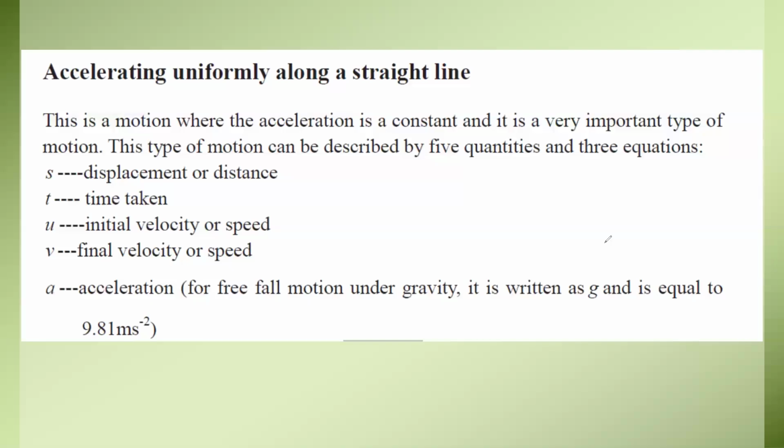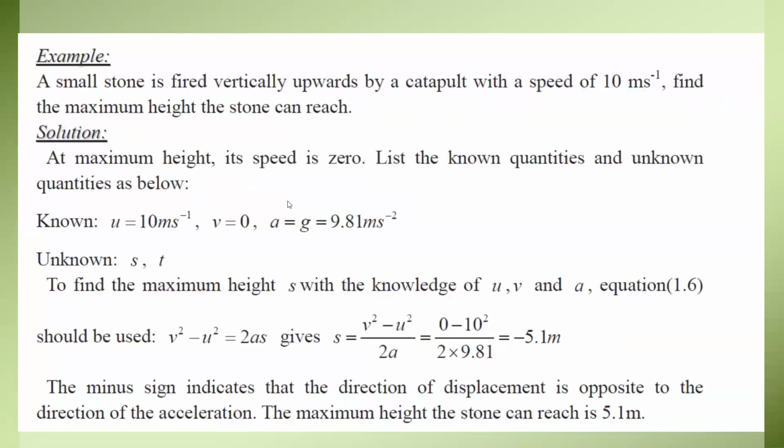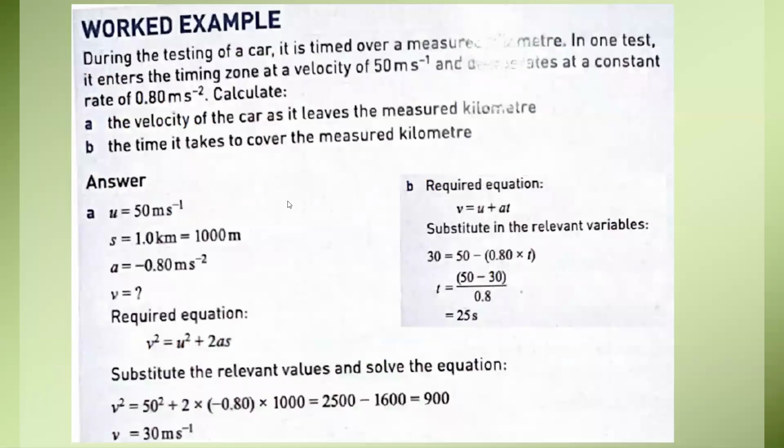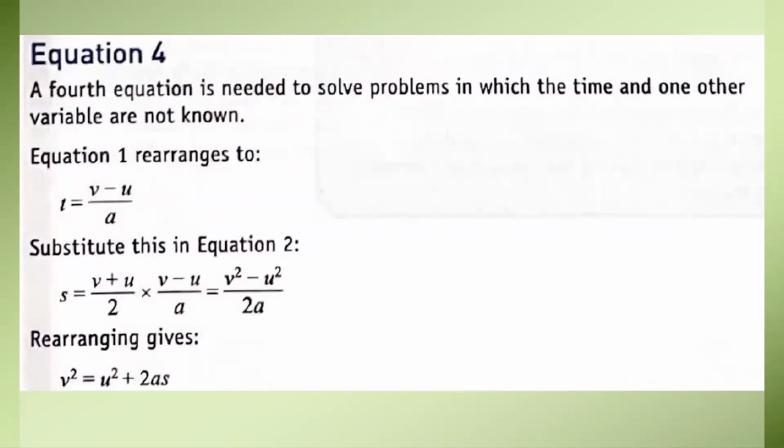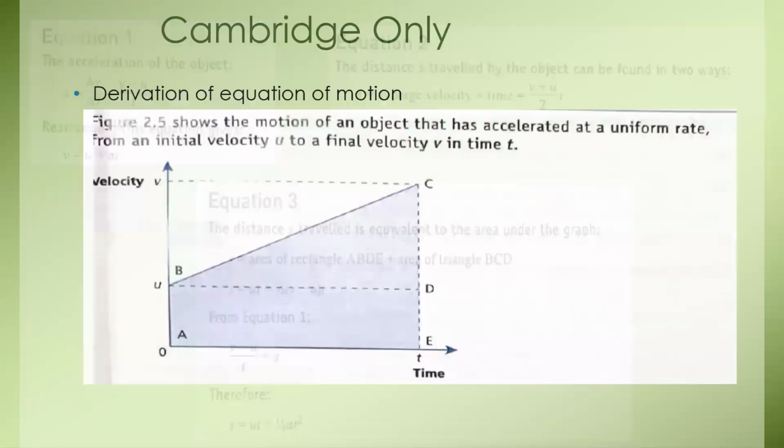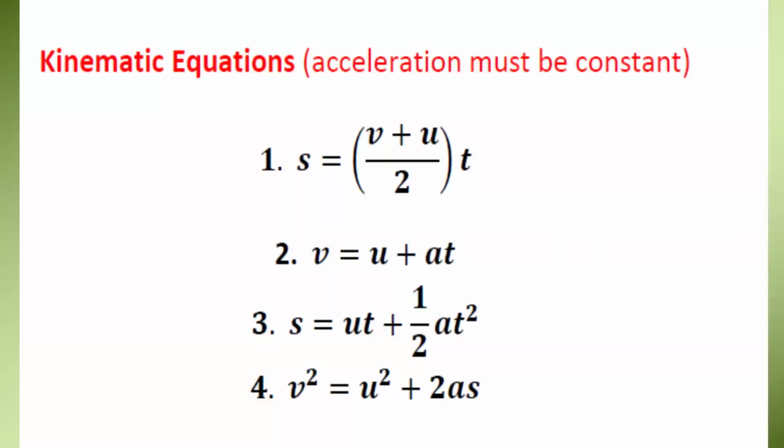How we can use these equations of motion when an object is falling under the influence of gravity, moving vertically upward or downward, or if we take the complete motion. These are the 4 equations of motion. Yesterday, we did the derivation of each of them.